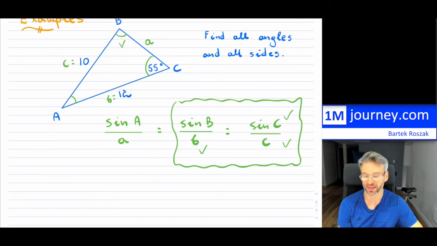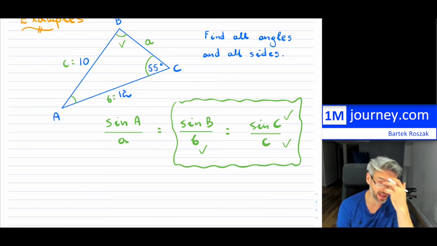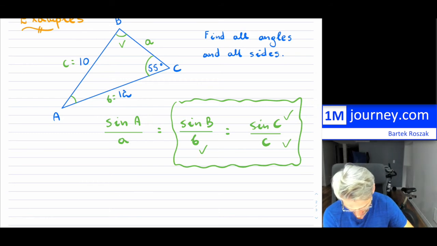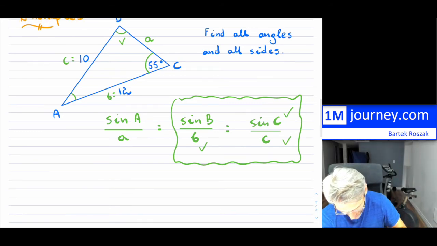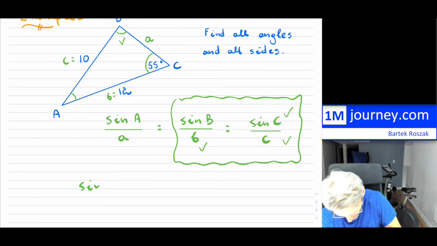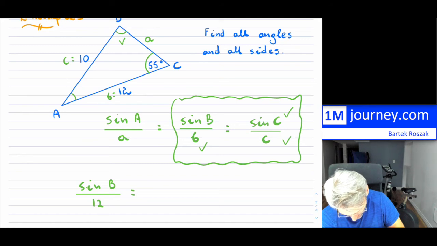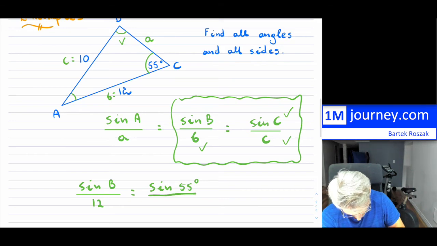Now, once I have my angle B, I can find out the angle A because the angles just sum up to 180. And then from there, I can certainly find out what A is in terms of its length. Okay, so let's break it down. I'm going to substitute everything back in here. That's going to be sine of the angle B divided by B itself, which is 12, is equal to sine of 55 degrees divided by C, which is 10.